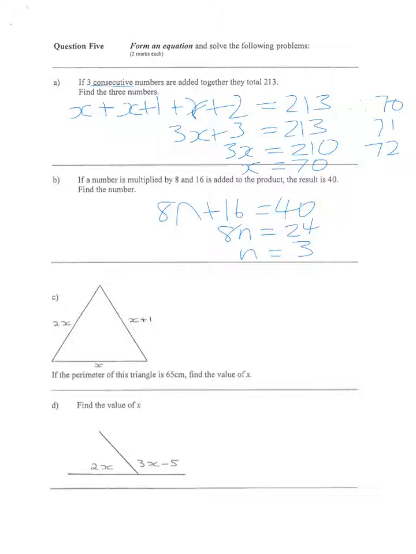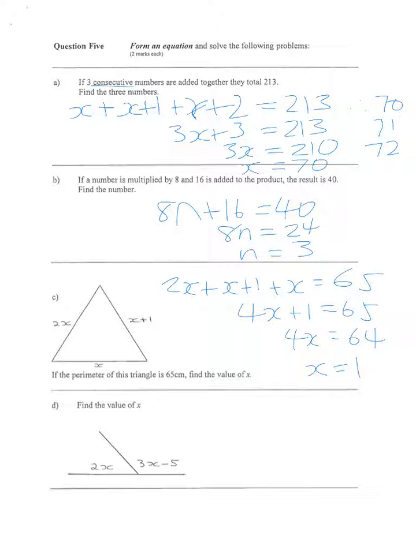The perimeter of the triangle, so the perimeter, add all together. 2x plus x plus 1 plus x must equal 65. Collect like terms, we have 4x plus 1 equals 65. Take away 1, 4x equals 64. Divide by 4, x equals 16.